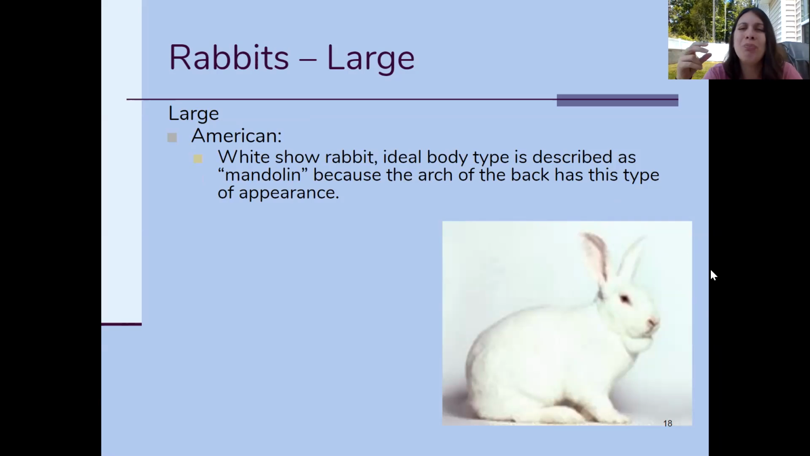They say that the ideal body type, because again, it's a show rabbit, meaning they're going to have standards for it, is a mandolin, because the arch in its back goes down from its head and then its back comes back up. Most rabbits I feel like actually have this body type, but what do I know, y'all? I don't deal with show rabbits.